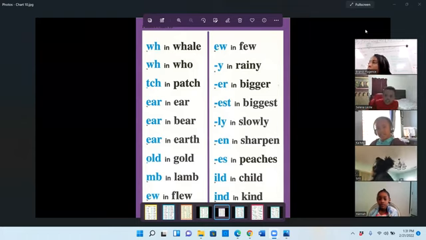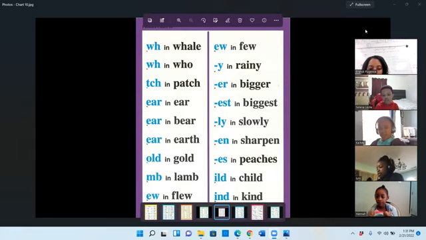EW says you. Y says e, and rainy. ER says bigger. EST says S and biggest. LY says lead and slowly. EN says and sharpen. ES says S and peaches. ILD says child. IND says ein in kind.